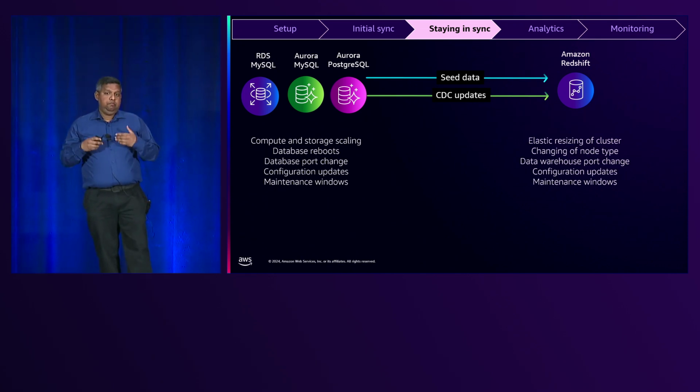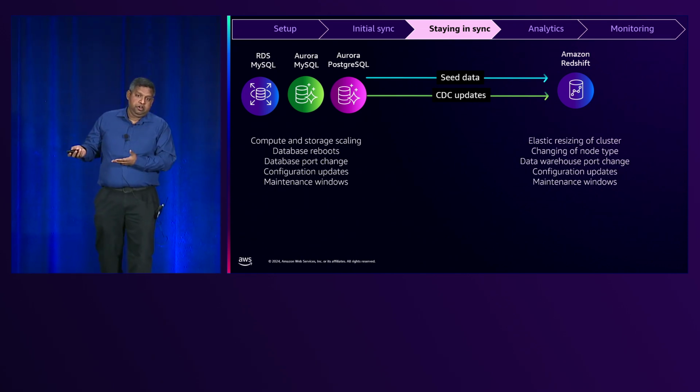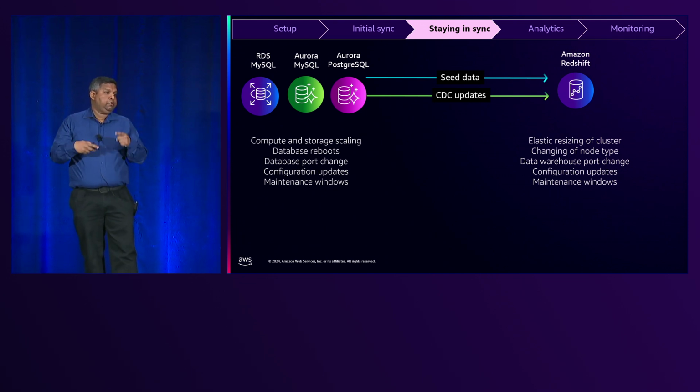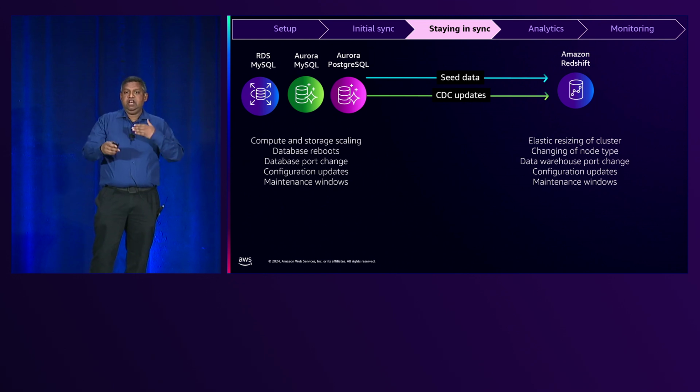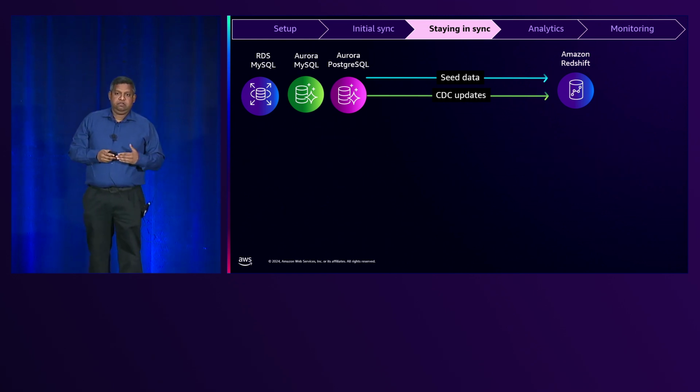Similarly, you could be making changes on your Redshift side. Zero-ETL understands all those changes and automatically adapts to all the changes that are happening on the Redshift side. Our goal is to make sure that the changes are handled automatically behind the scenes, without you needing to do any extra work to keep track of the changes.